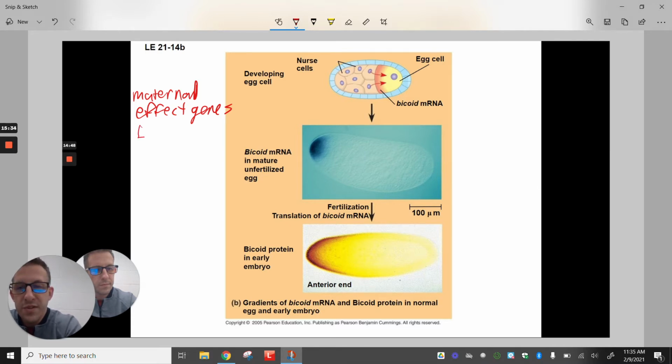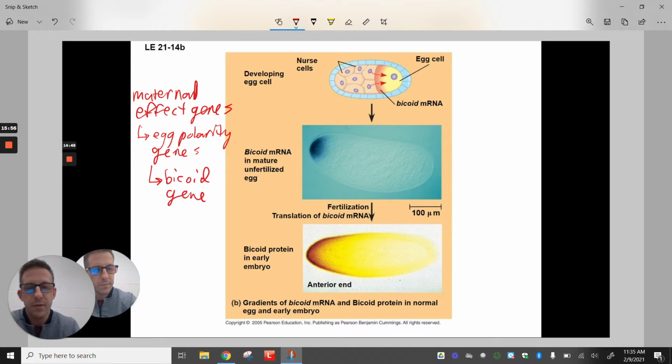And there's a specific set of genes called egg polarity genes that do this in the egg for the head and tail regions. And then there's a specific gene called the bicoid gene that codes for the head. Okay, so that's kind of the flow of what we're talking about here, putting that vocabulary in and applying it to where we're at on this diagram.